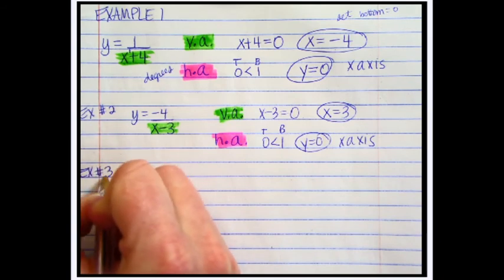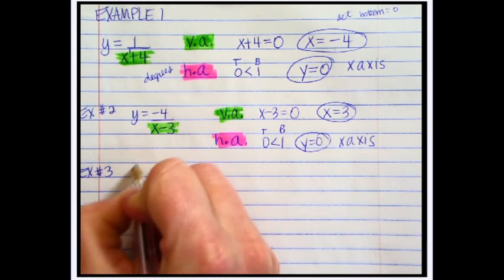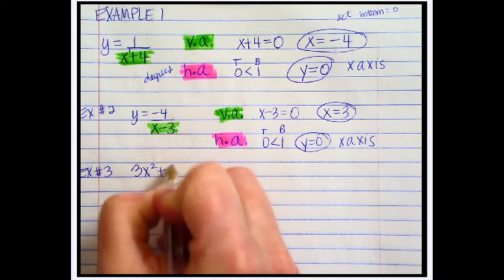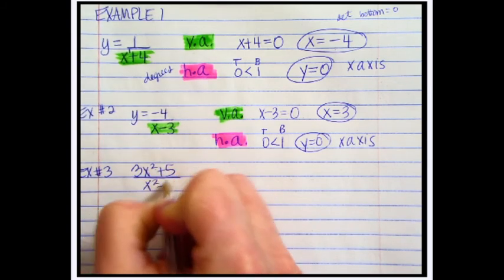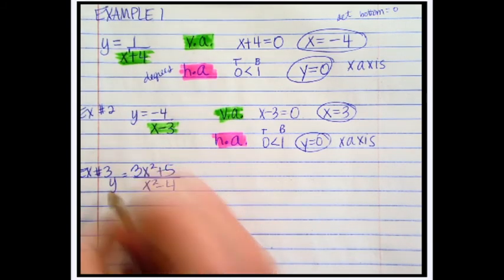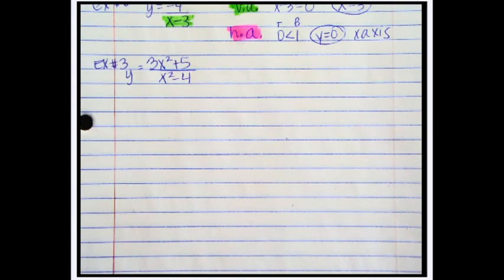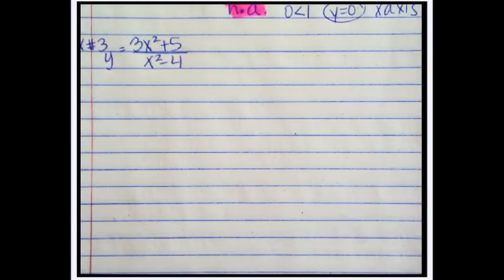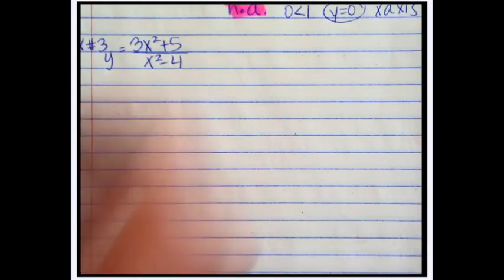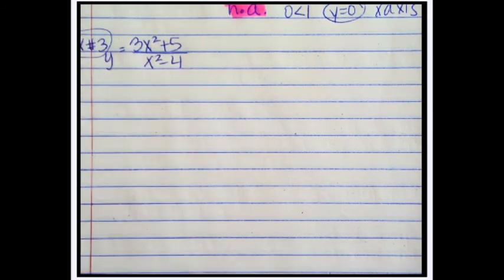Example number 3. Okay. So what about 3x squared plus 5 over x squared minus 4? Okay. Now this one's quite a bit different than our parent function. Okay, we have x squareds going on. Okay, and I really don't expect you to know what the graph would look like from this. Okay, it just would come from playing with it a little bit. Okay, but we would know that it does have some asymptotes.